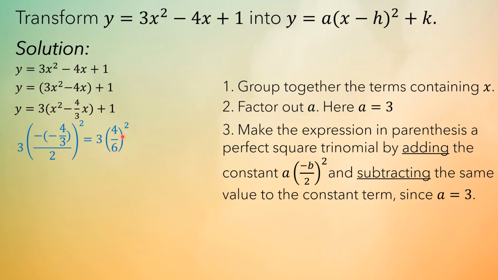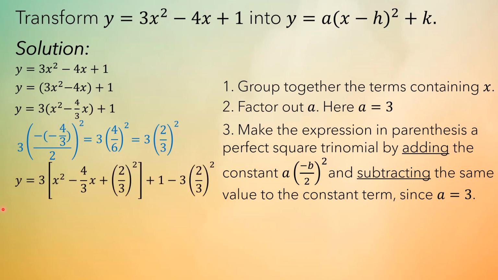So, i-simplify na natin muna itong 4 over 6. So, i-lowest term natin. So, magiging 3 times 2 thirds quantity squared. Because parehong divisible ang 4 at 6 sa 2. So, 4 divided by 2 is 2. 6 divided by 2 is 3. So, na-lowest term na natin. So, itong nakuha nating constant na ito ay i-add na natin sa ating binomial and i-subtract sa constant.